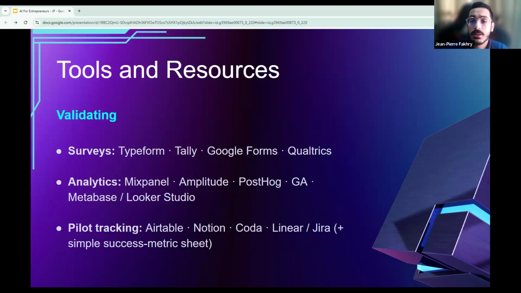Now also the final one is for validating. So we have survey tools like Typeform, Google Forms, Tally. They all do the same thing. They can just be used as survey and form building platforms to present questions, for example, one at a time or multiple questions and so on. And they help you to do interviews and early validations. All right. And Typeform here is the recommended one.